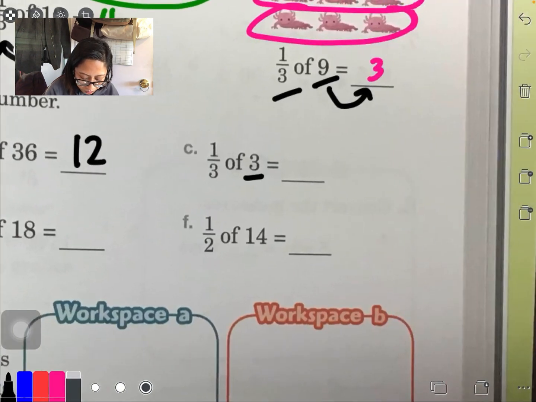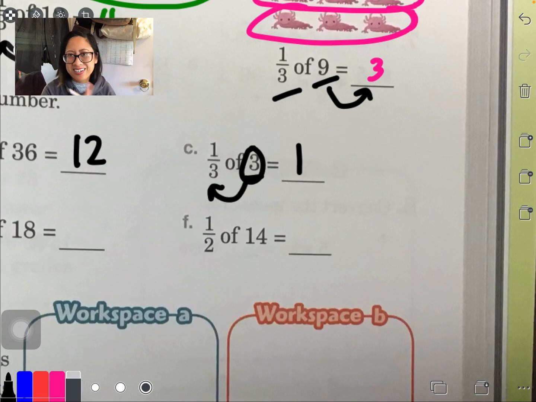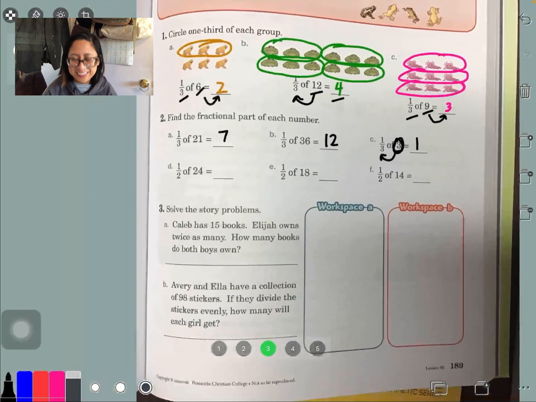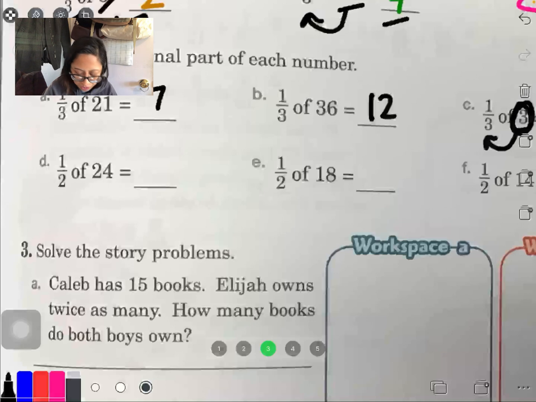Here, 3 divided by 3. 3, just 1. So you see, I didn't have to draw anything. All I needed to remember was I take the whole number and I divide it by the denominator. I was going to say dividend. Take the whole number and divide it by the denominator. So you can try D through F on your own, but we will definitely do it at our Zoom meeting.